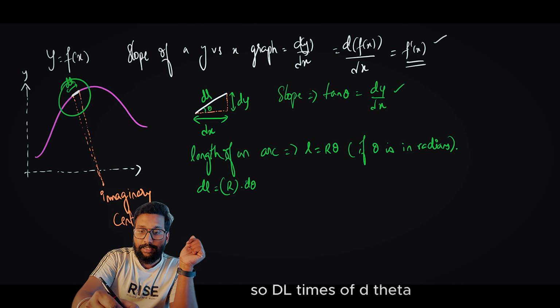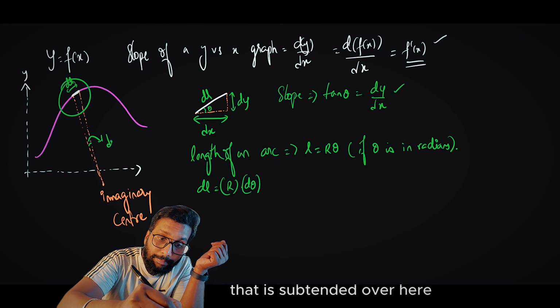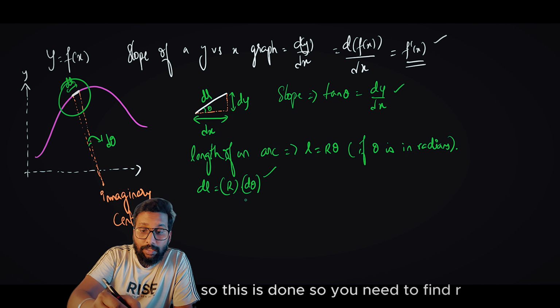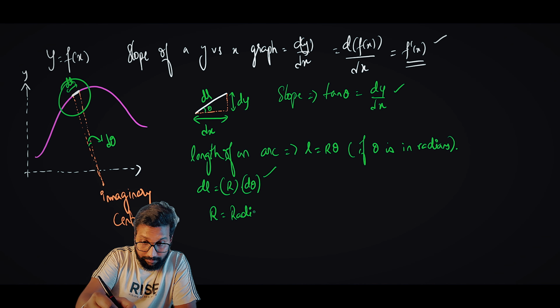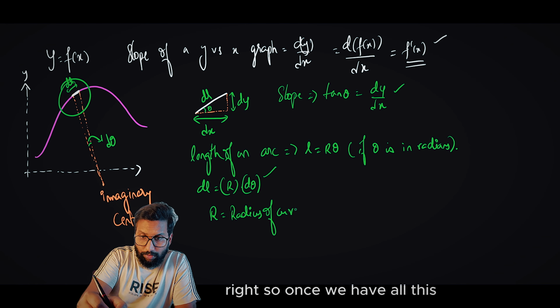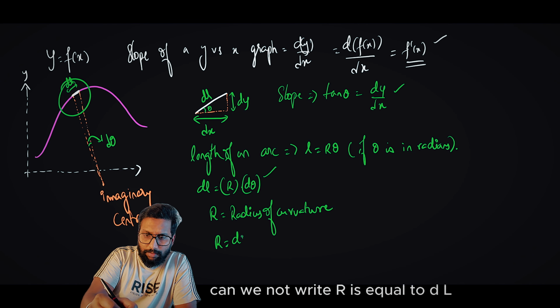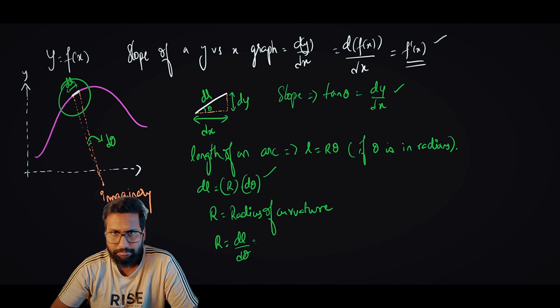So r is supposed to be found out. So dl is the length, and d theta is the small angle that is subtended over here, as you can imagine. So this is done. You need to find r. R is your objective, which is your radius of curvature. So once we have all this, can we not write r is equal to dl by d theta? Can be done.